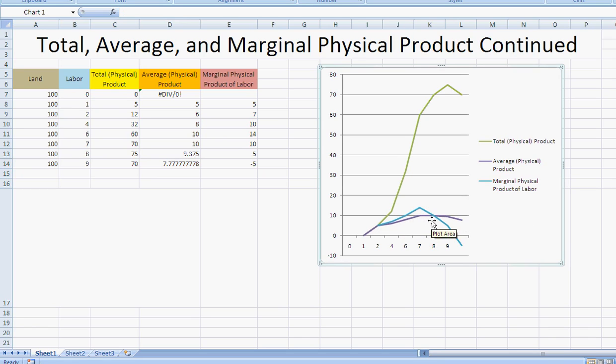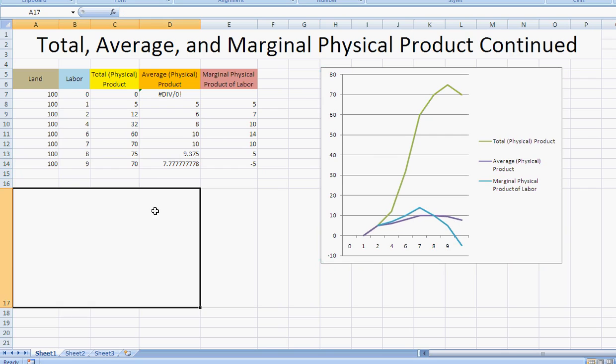Now when the blue line is below the purple line, it is going down. So in English, that means that if marginal physical product is less than average physical product, average is decreasing. So I'll go ahead and type that over here. So if marginal physical product is greater than average physical product, and this is review, I said this last time, then average physical product is increasing.